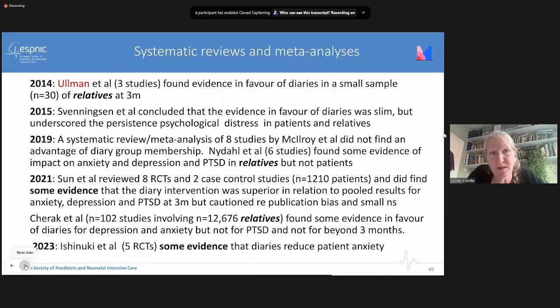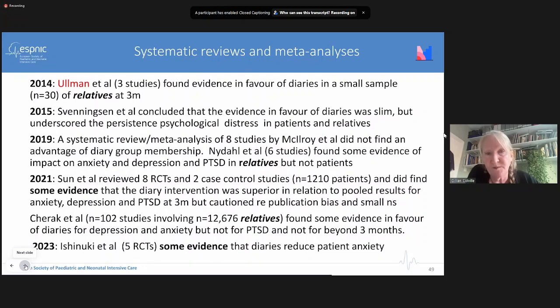This is quite a busy slide, but I've put it up in case people want to go back and look up particular studies. But basically, I think what might surprise people is that although adult units are often using diaries, the evidence base is quite weak. In fact, the two biggest randomized controlled trials didn't find a clear difference in terms of PTSD score at 3 months after admission.